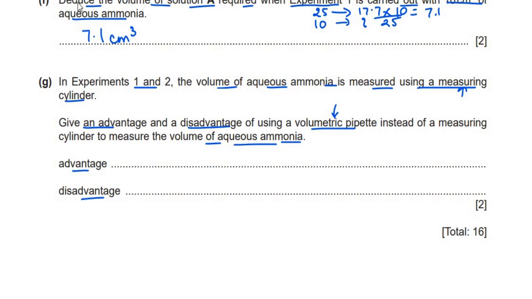The advantage of using a volumetric pipette is that the pipette is more accurate. It gives the volume more accurately. And what is the disadvantage? The disadvantage is that it is time consuming. It takes a lot of time to fill up the pipette and empty it again. But using the measuring cylinder, it's quite quicker. Fill up the measuring cylinder easily and empty it into the conical flask. That's very easy. And here our question 2 also ends. Let's go ahead with the next question.